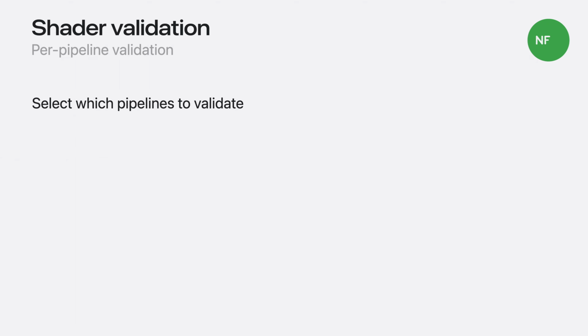Advanced games may contain thousands of shaders, which is why this year, shader validation adds more control over which area of your shader code you want to validate. And you know your game best, so now you can enable or disable shader validation for selected pipelines depending on what you want to focus on.